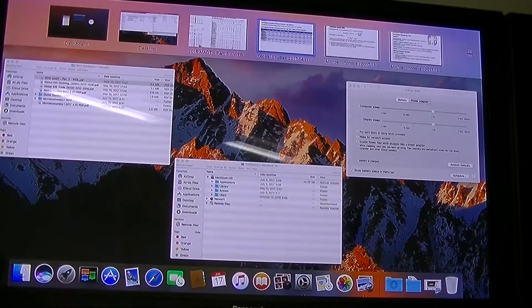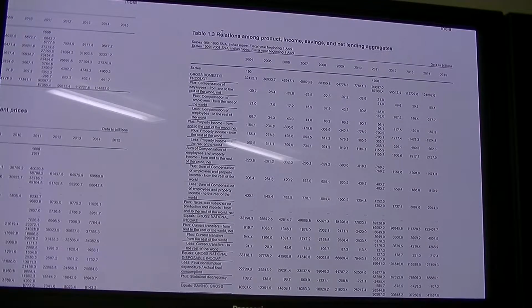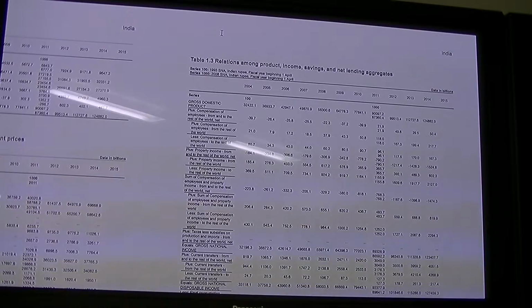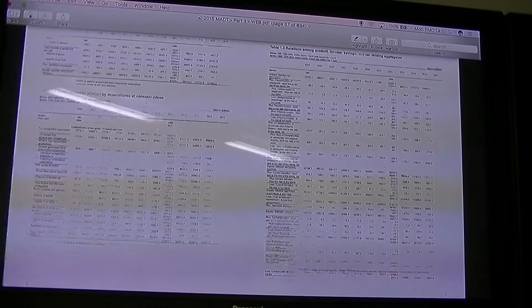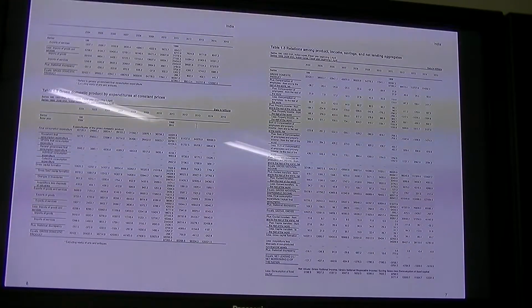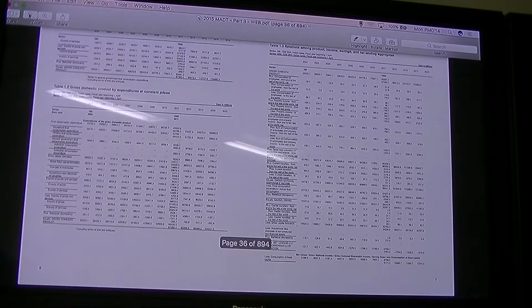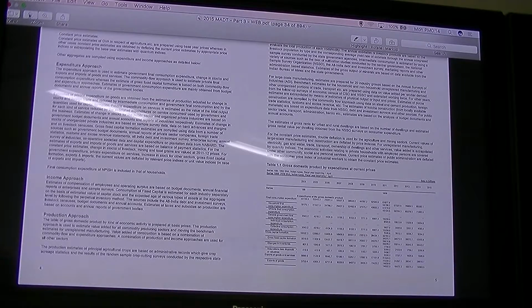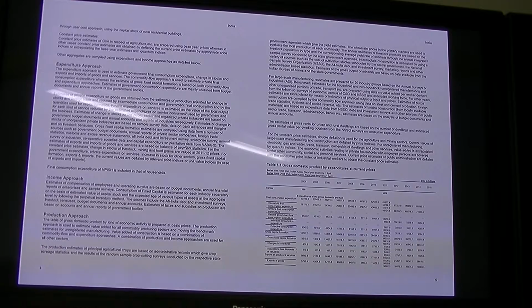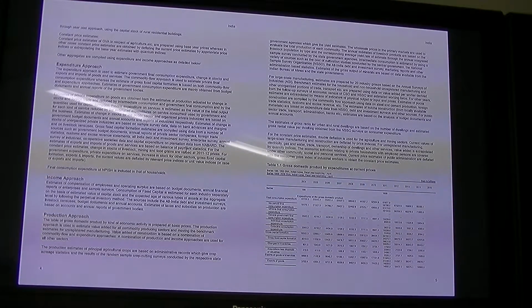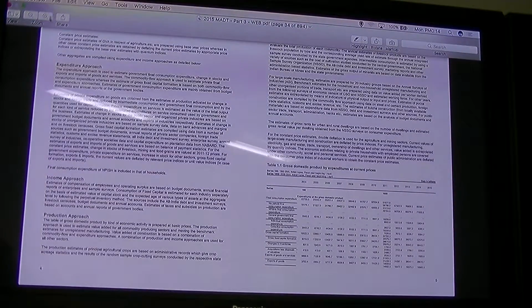Let me go back to time. Let's go back to 1.1. Let's see, does that show that? Yes, that shows that there. Okay, I'm going to blow that up.